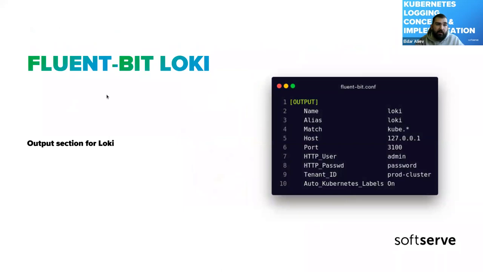How can we configure Fluent Bit with Loki itself? Fluent Bit has an embedded plugin for Loki. Here we just need to put the host of Loki, with the standard port 3100. Then we need to put the user and password. One more important thing: Loki itself doesn't have any authentication and authorization layers, so you will need to define some mechanism that will implement basic authorization.